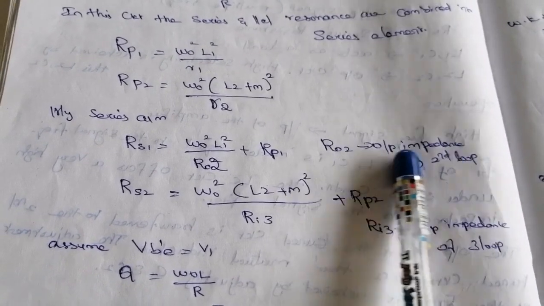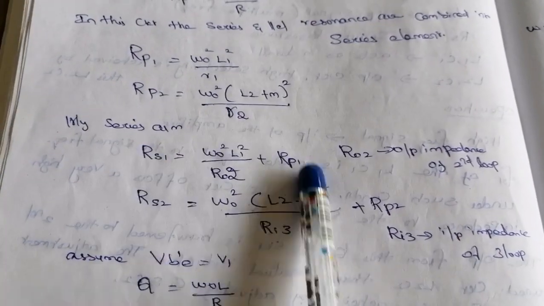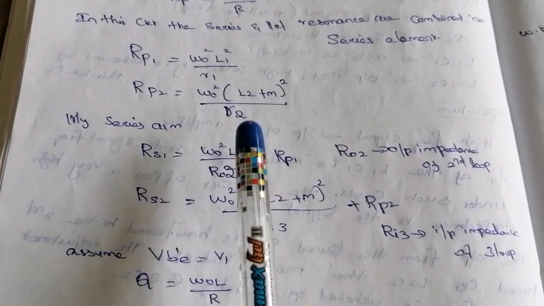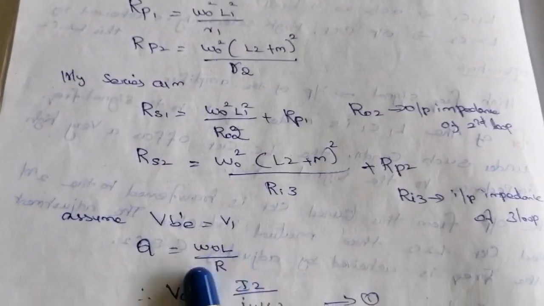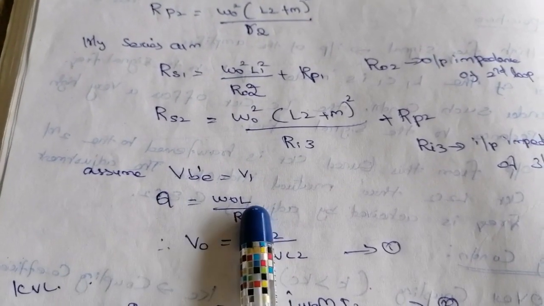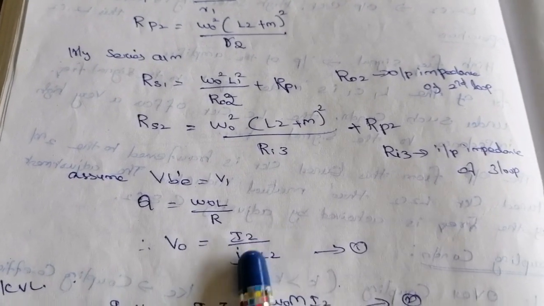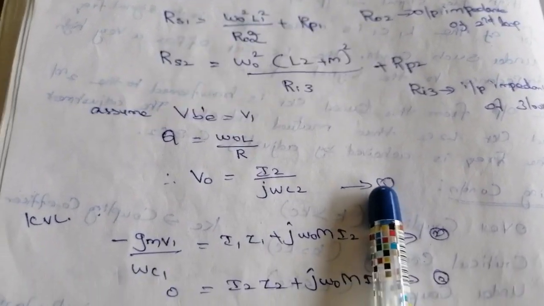So where R0 is the output impedance of the second loop, and Ri3 is the input impedance of the third loop. With the help of the diagram, we can easily write these two terms. Assume Vb dash is the input voltage Vi. We know Q equals omega naught L by R. So V naught equals I2 by V equals I by R, so I2 divided by j omega L2. Let's consider this equation 1.